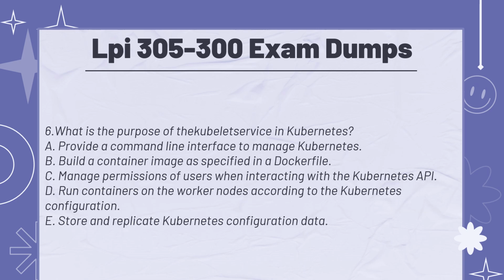6. What is the purpose of the kubelet service in Kubernetes? A. Provide a command line interface to manage Kubernetes. B. Build a container image as specified in a Dockerfile. C. Manage permissions of users when interacting with the Kubernetes API. D. Run containers on the worker nodes according to the Kubernetes configuration. E. Store and replicate Kubernetes configuration data.